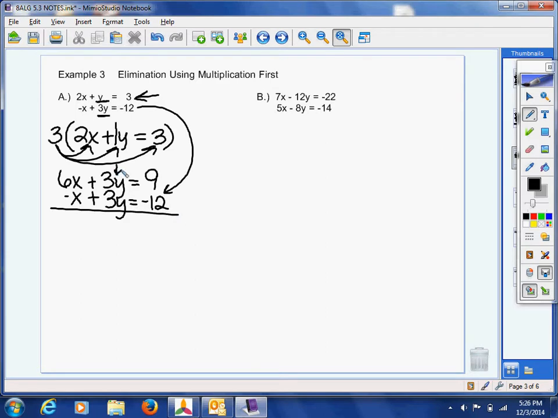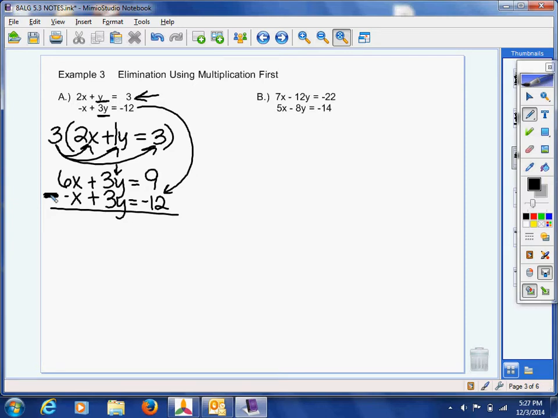We got 3's, positive 3 in both in front of those y's there. And when they're the same, remember you have to subtract. So we need to subtract. I'm going to make a big heavy subtraction mark there to remind you we are subtracting. So don't get caught up with the signs, okay? Don't let those trip you up.